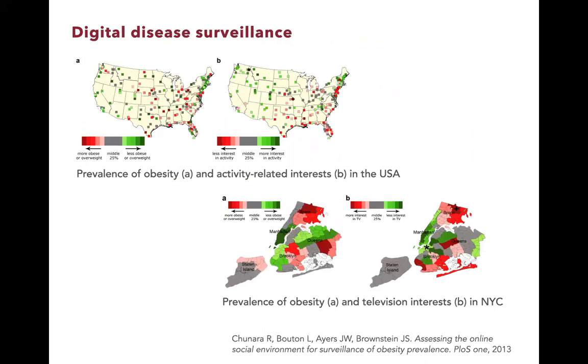Facebook data has also been used as a novel technique for digital disease surveillance. And this study from Chunara and collaborators investigated whether some Facebook categories related to activities or more sedentary interests, like watching television, are associated to obesity prevalence in the US as reported by traditional data sources. So this was just a glimpse of the research studies showing how to leverage Facebook advertising data to measure characteristics of the population that otherwise would be difficult to observe with traditional data.